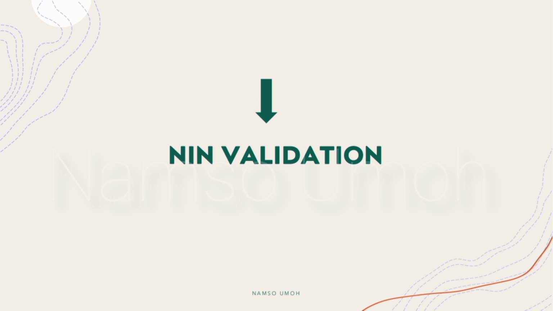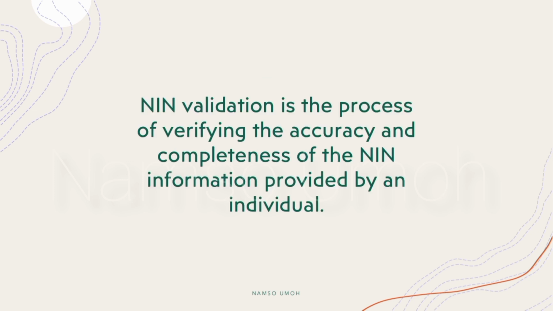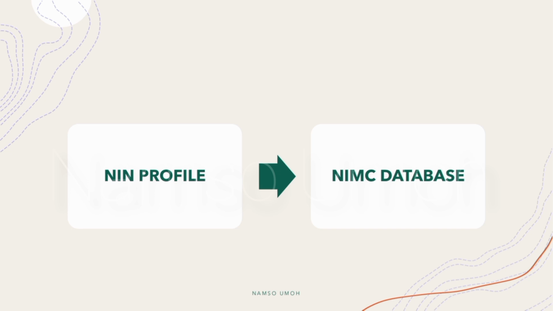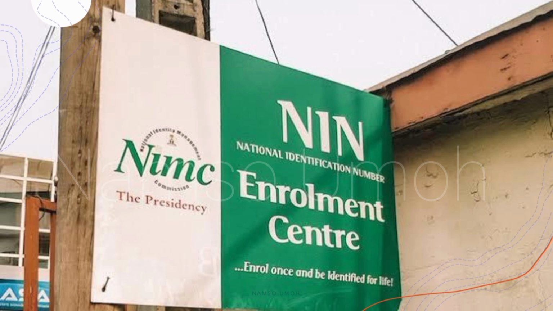The first thing I want you to know is for you to confirm if your national identity number has been validated. National identity number validation is the process of verifying the accuracy and completeness of the national identity number information provided by an individual. So it involves checking the national identity number against the database of the National Identity Management Commission to confirm its validity. You might enroll for national identity number without confirming its validity.